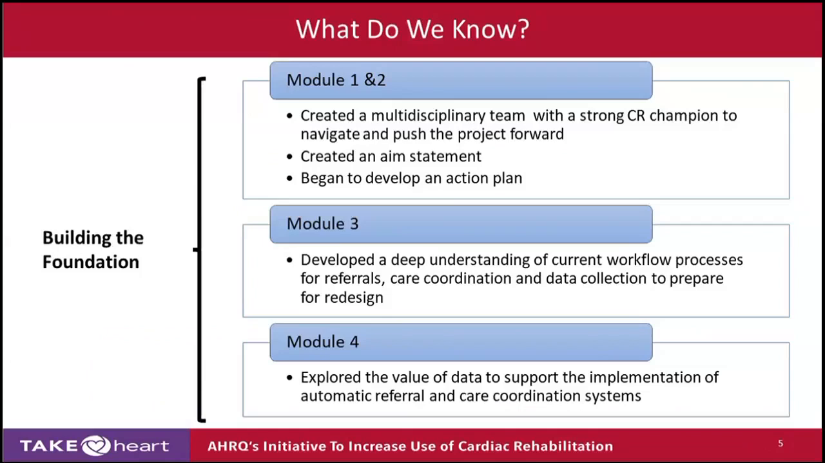So let's look back on what we know up to this point, just as a very quick review, because it seems like the first 5 modules are going by very quickly. In modules 1 and 2, we talked about the importance of creating a multidisciplinary team with a strong champion who can navigate and push the project forward, and how to create an aim statement and how to develop an action plan. Those are activities that you should be well on your way to finishing if you haven't completed them already. Obviously, action plans will continue to evolve over time, but to have an initial one as well as a clearly defined aim, that's really foundational work.